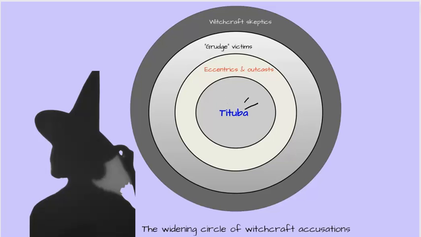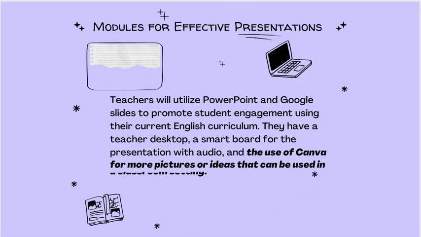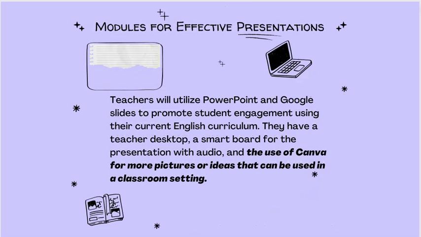This one includes the same thing for the circle, but it just has a picture off to the corner. So again, we want to make sure that we are using Canva or something along those lines for pictures and ideas that can be used in a classroom setting that goes with the PowerPoint.